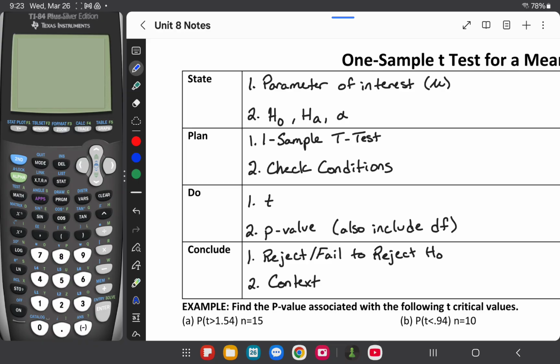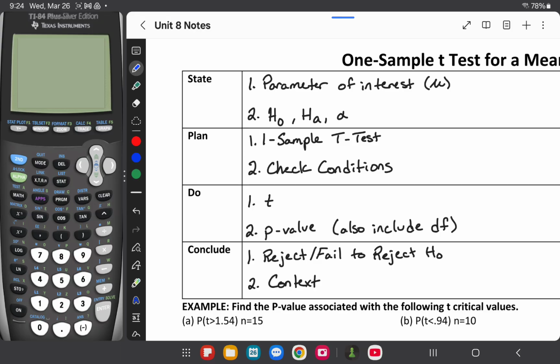Next, in the do step, we're going to find our test statistic t, use that to find our p-value, and since we are using the t distribution, notice we've got to be careful and make sure we mention the degrees of freedom. Remember, degrees of freedom is simply one less than your sample size, and that's important because the t distribution is different depending on the sample size. So that's one difference between it and the population proportion where we use z. All standard normal distributions look the same. That is not the case for t.